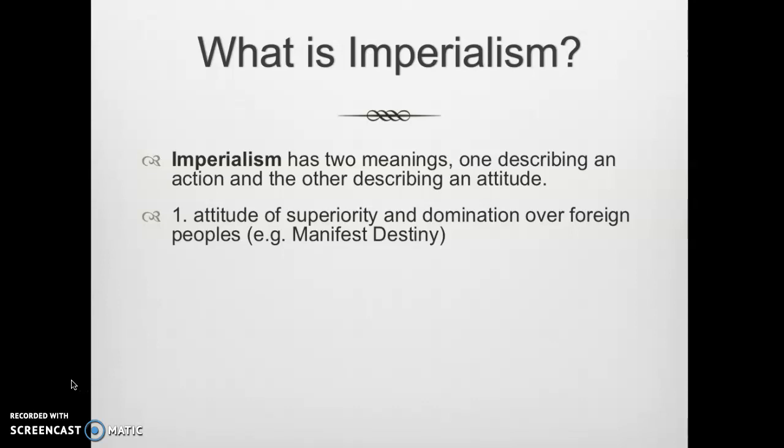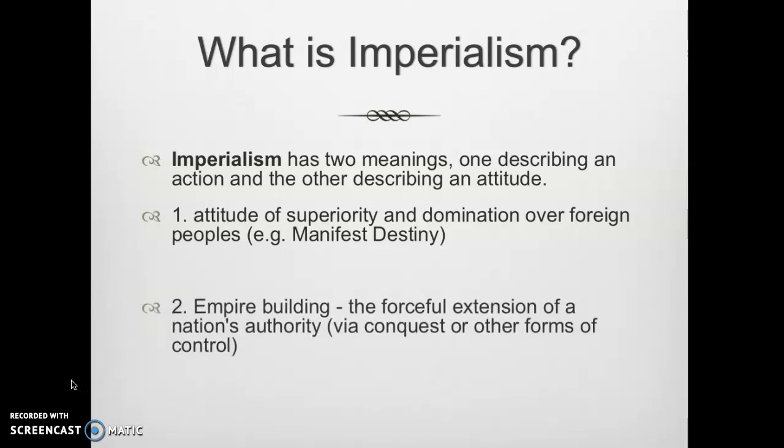And sometimes that means that the superior culture must be spread onto the inferior culture. And that leads us to the set of actions, which we might call empire building. This is when a nation forcefully extends its authority over other territories. Sometimes it doesn't have to be through military territorial conquest, but can be through dependence, trade, and control from foreign companies that a country could be an imperialistic power.